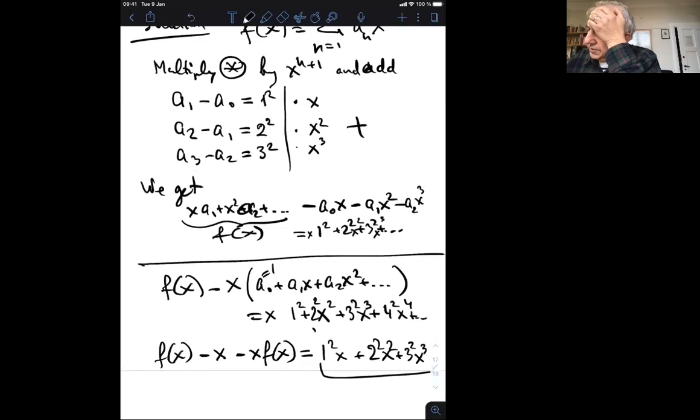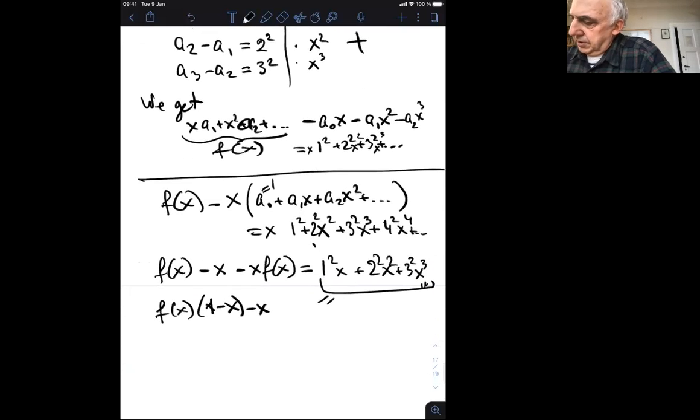So we have seen this function, but I don't remember it by heart now. f of x times 1 minus x, and minus x. So the left-hand side is clear, but the right-hand side, so let's see, we got it. So we start with 1 over 1 minus x, which is this thing.